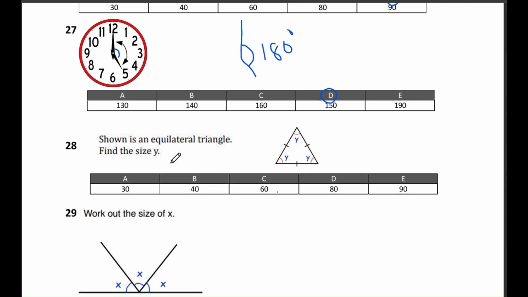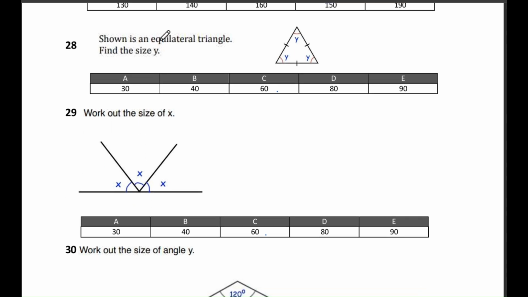Now for question 28. Shown is an equilateral triangle. Find the size of the angle marked EA. Our options are A is 30, B is 40, C is 60, D is 80, and E is 90. The answer is C, 60. Remember, all angles in an equilateral triangle are equal, and they each measure 60 degrees.